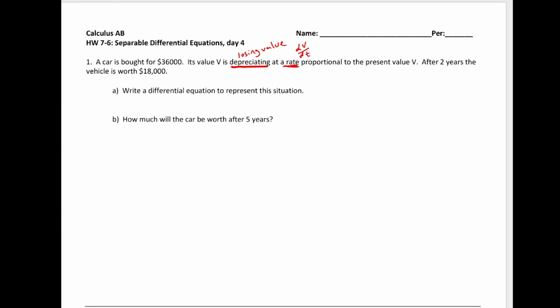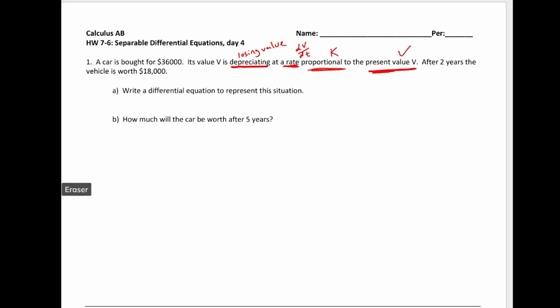It says it's proportional to the present value. So proportional basically means that we're going to have some kind of scale factor, some multiplier relating the V, the value, to the derivative of the value, or the rate of change of the value with respect to time. So we'll call that proportionality constant K, and the present value is V. So that's your V, the value.